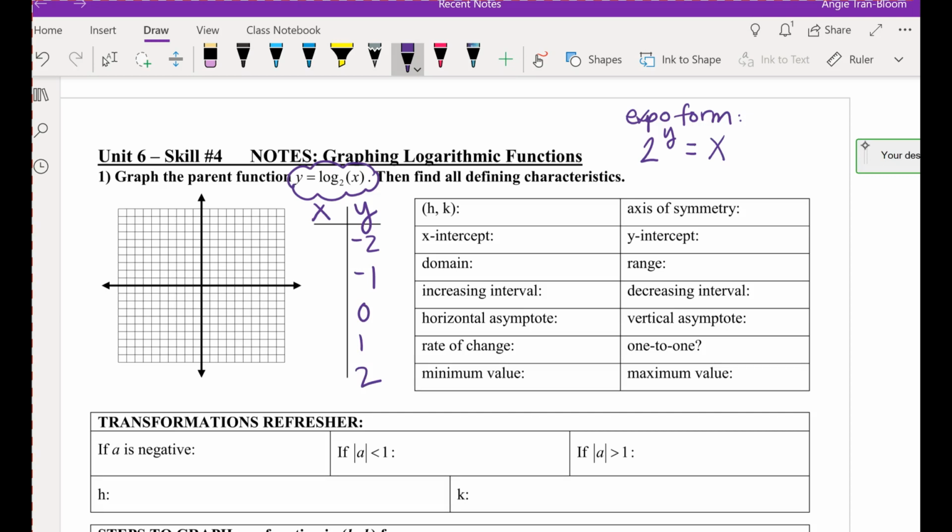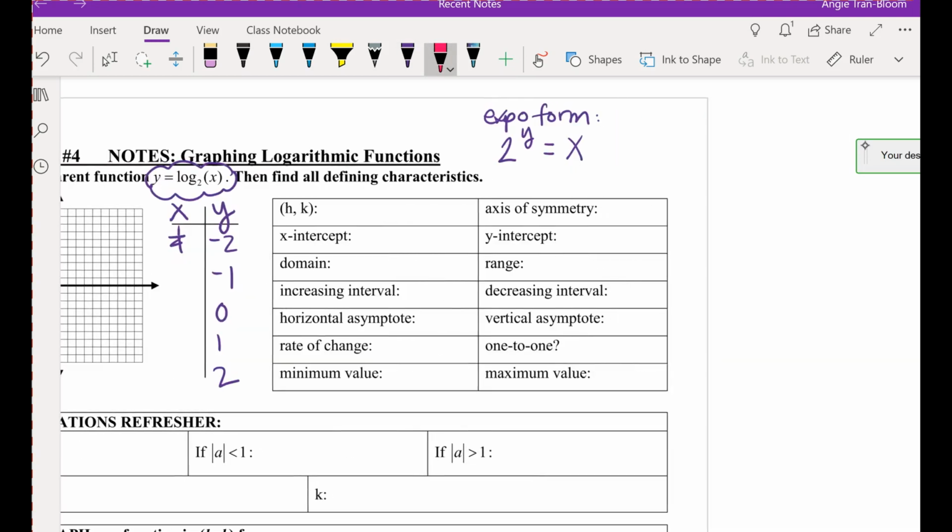When y is -2, 2 to the -2 equals what for x? A fourth. Don't these values seem familiar? Have we done this before? Yeah, we have, except we did its inverse. If I gave you that in expo form, what's the inverse function? 2 to the x equals y. All we're doing is switching x and y.